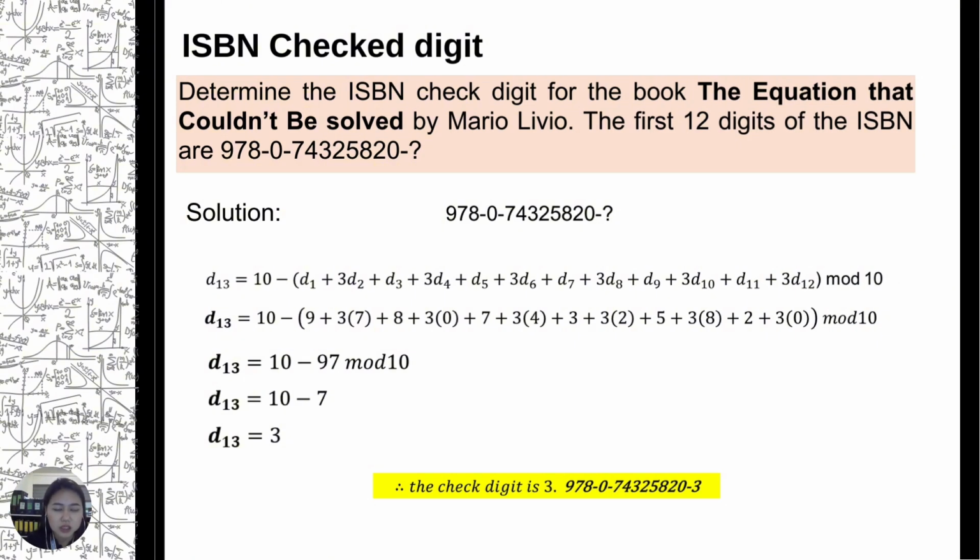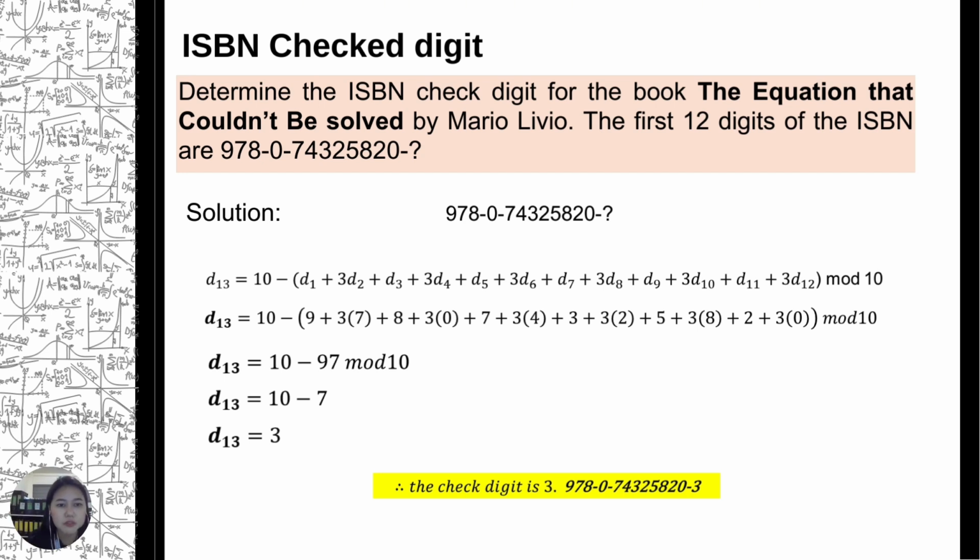So let's substitute the given ISBN number into the formula. D sub 13 is equal to 10 minus 9, which is the first number, plus 3 times 7, which is the second number, plus 8, plus 3 times 0, plus 7, plus 3 times 4, plus 3, plus 3 times 2, plus 5, plus 3 times 8, plus 2, plus 3 times 0. Getting the summation of the numbers inside the parentheses, that will be 97.